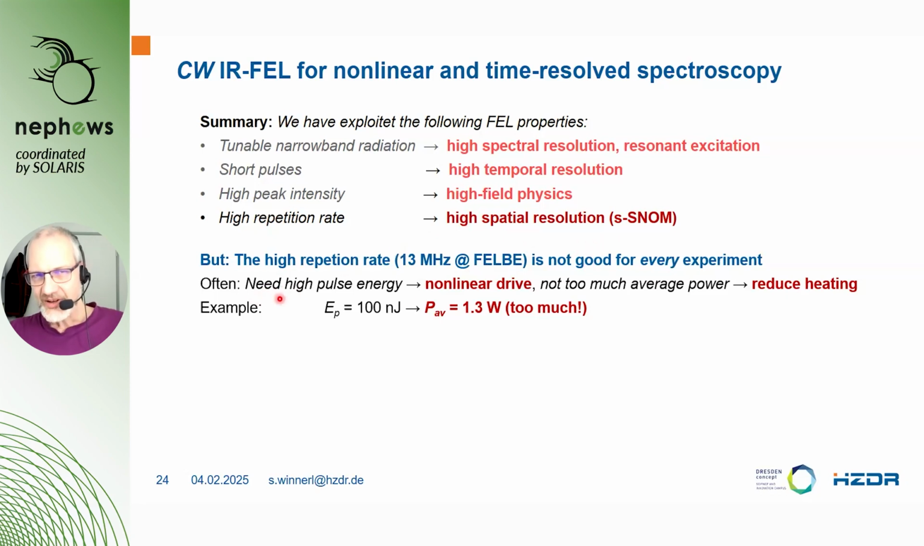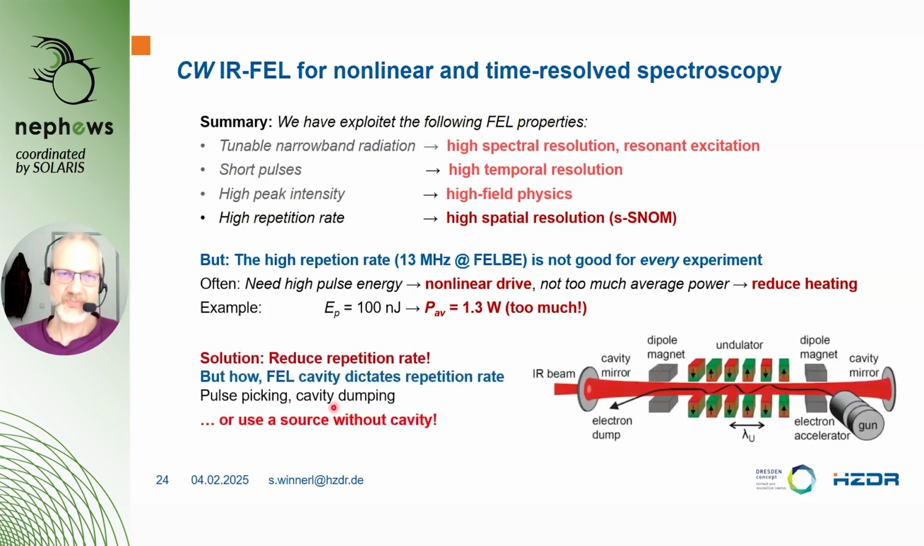But not all experiments work well at a high repetition rate. Namely, sometimes one wants to have a very high pulse energy to have a strong nonlinear drive, but one doesn't want too much average power because this would overheat the sample. As an example, if we want a pulse energy of 100 nanojoule with a really strong drive for many systems, but if we do this at 13 megahertz, then we have 1.3 watts of average power. This is quite a lot. Not many samples can withstand that, let alone withstand it without substantial heating that gives artifacts in the results.